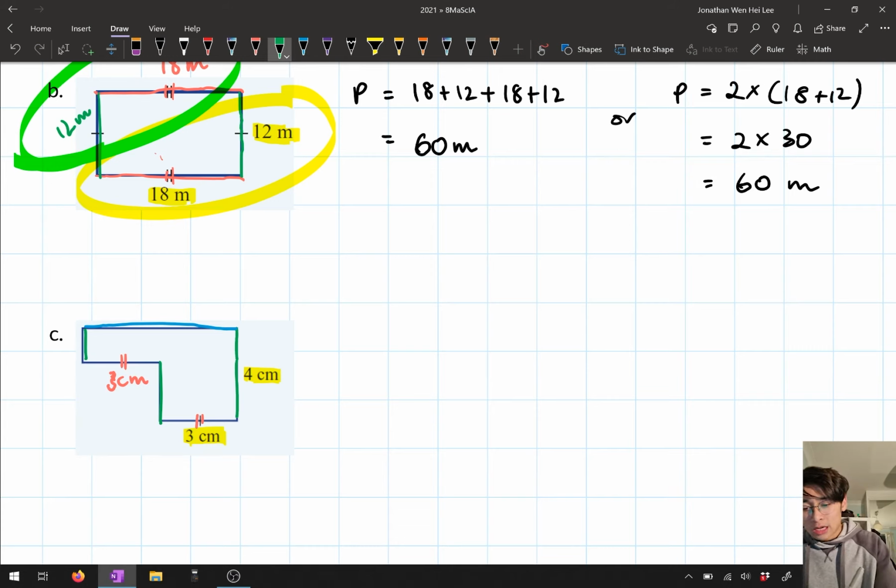And similarly, if you have a look at the other side, the blue side, well, I've got my 3 centimeters here, and I've got this other 3 centimeters here. I can just go, okay, cool, this 3 centimeters is going to go up here, and this 3 centimeters is going to go over here.